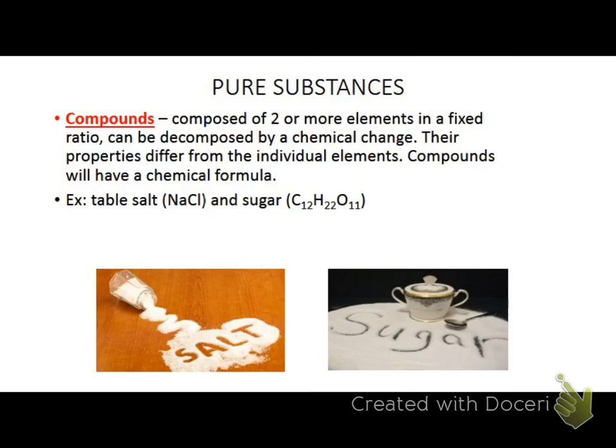And so if it's a compound, it's going to have a chemical formula. So here are two everyday examples, and that is table salt, which is NaCl, and table sugar, which is C12H22O11.